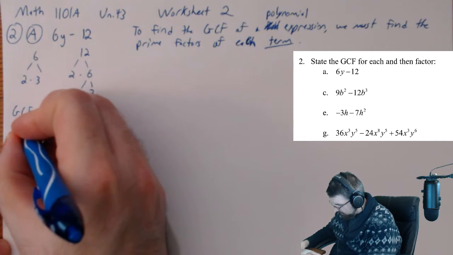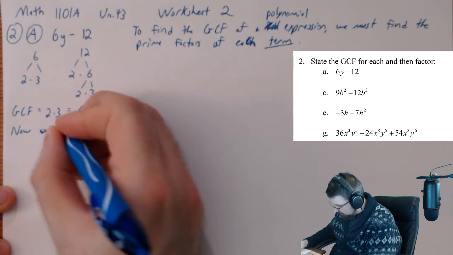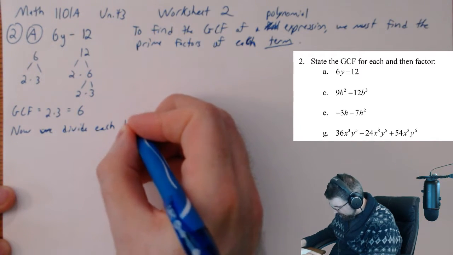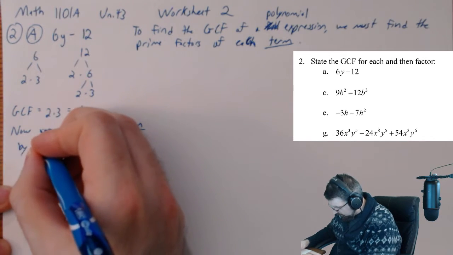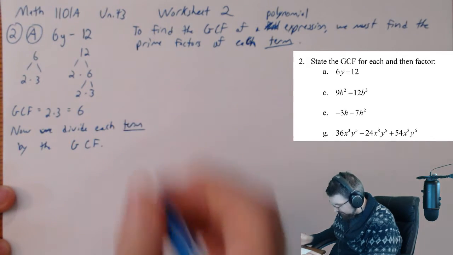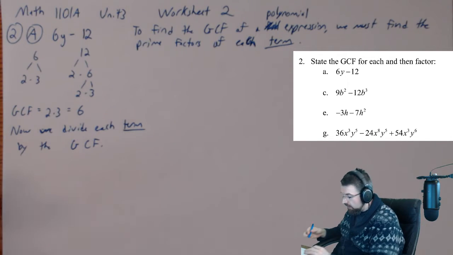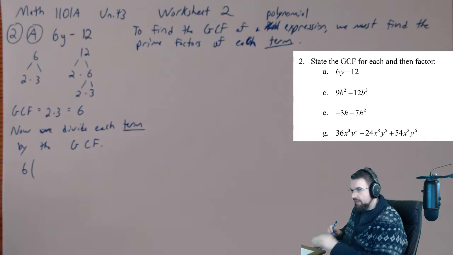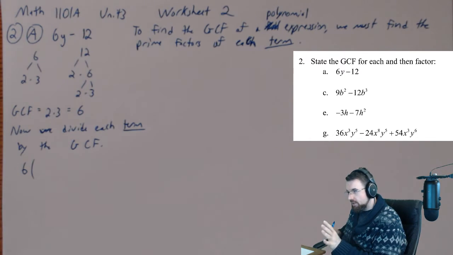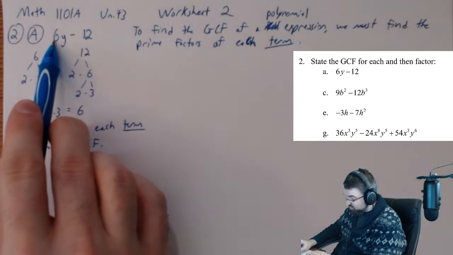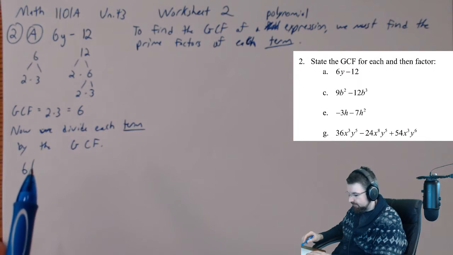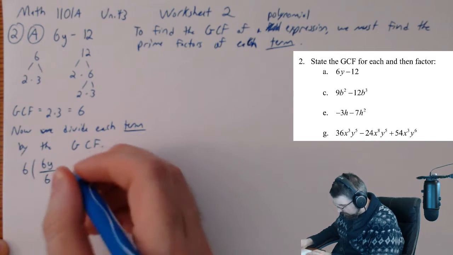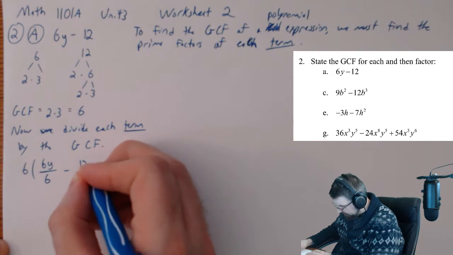So now we divide each term by the GCF. Now, how do we write this? The way we write it is we do a 6 and then we open a bracket, right? And then inside the bracket, we write each of the terms divided by 6. So what's 6y divided by 6? Actually, I'll write this out. 6y divided by 6 minus 12 divided by 6.